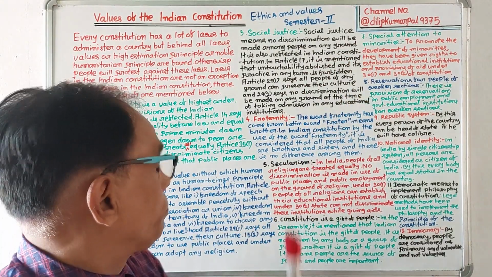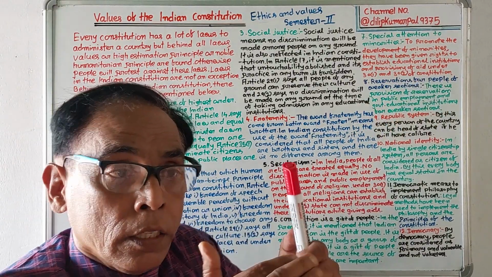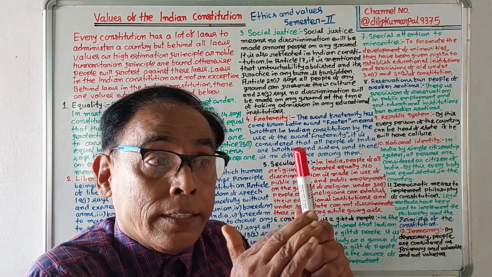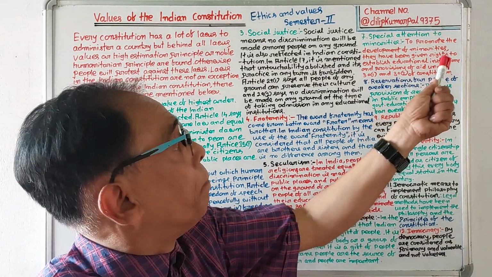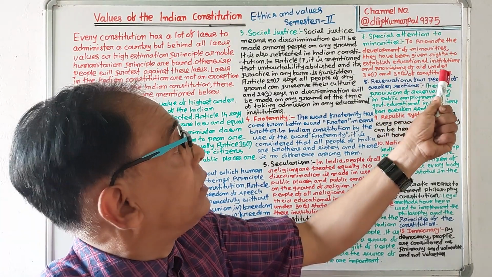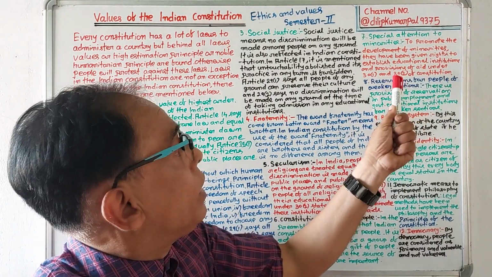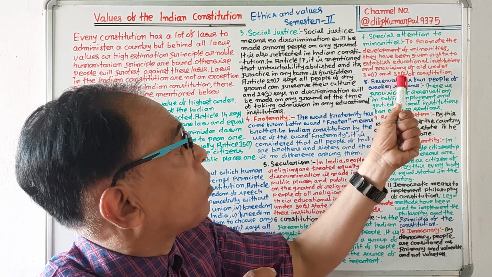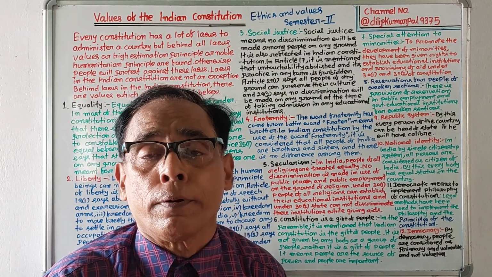Then the seventh one: special attention to minorities. In India, special attention has been given to minority people so that they can live happily. To promote the development of minorities, they have been given the right to establish education institutions under Article 30 Clause 1 and the provision of aid under Article 30 Clause 2.